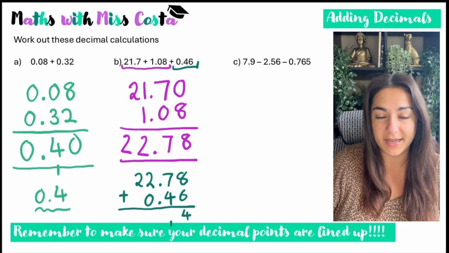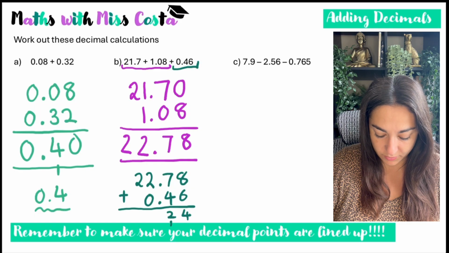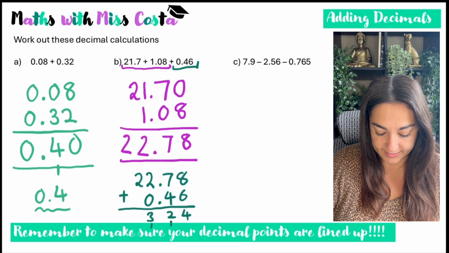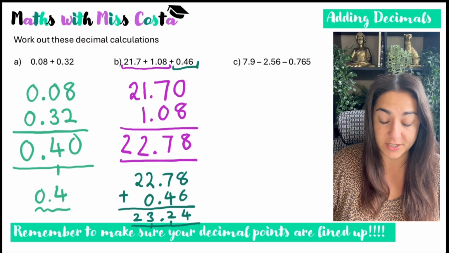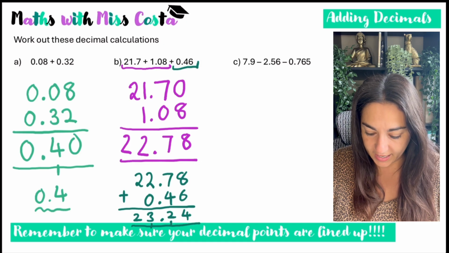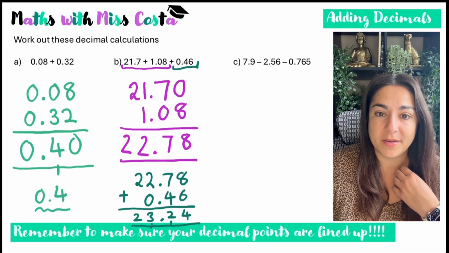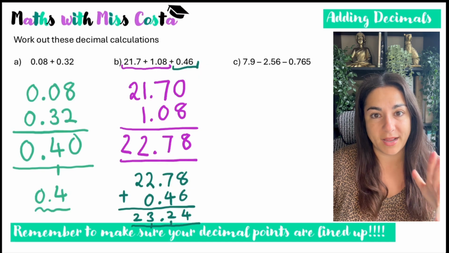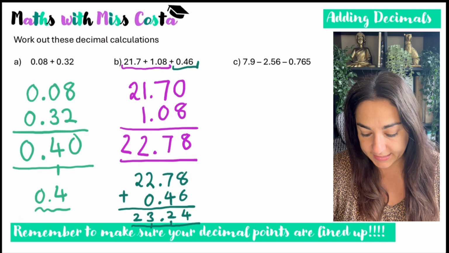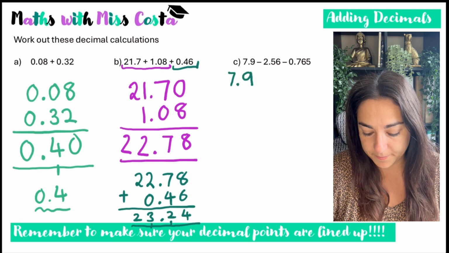7 plus 4 is 11, plus 1 is 12. 2 plus 1 is 3. So that would be 23.24. And then we've got a subtraction. So this, we can use the column method for subtraction as well, as long as my decimal points are lined up. So I've got 7.9 take away 2.56.